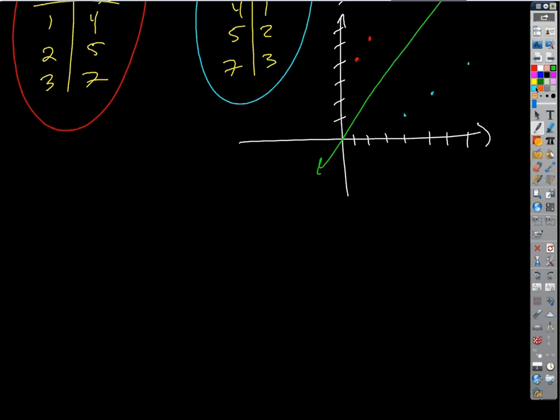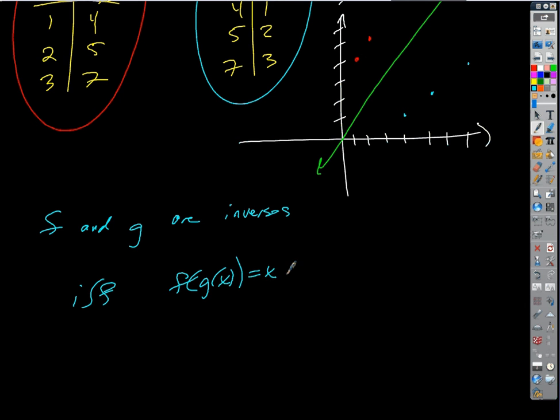Okay, so the definition, or the test to determine whether functions are inverses, is this. F and G are inverses if and only if f of g of x equals x and g of f of x equals x. Okay, that has to be true.